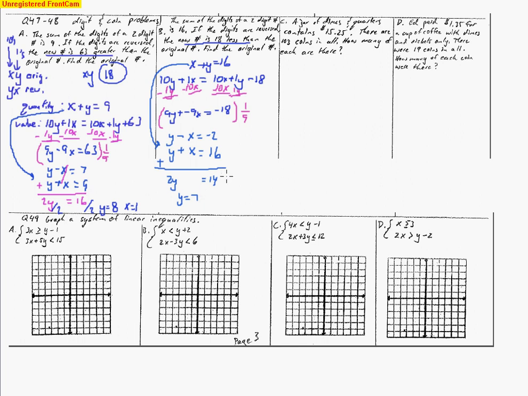So there's y. Now let's find x. I'll just plug it back in. So it's x plus 7 equals 16. And so when I do that subtraction of 7 from 16, x is 9. So 9, 7 is our answer. Remember, it goes x and then y.